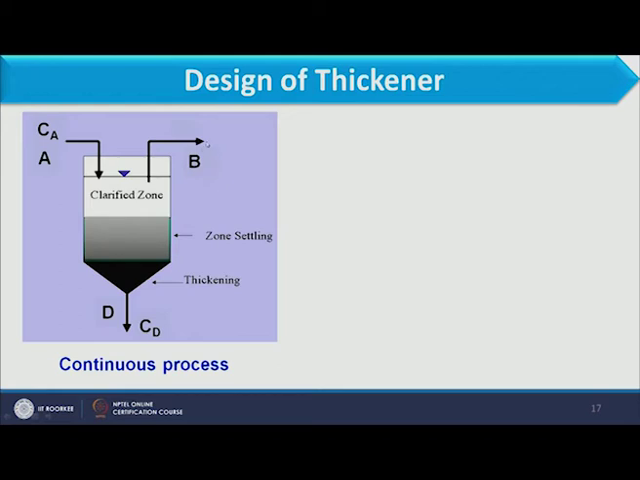So B is almost free from the particles. So that is the continuous system, where the bottom is slightly conical, and that conical we have kept for the purpose of easy removal, easy collection of the sludge which is accumulated at the bottom.